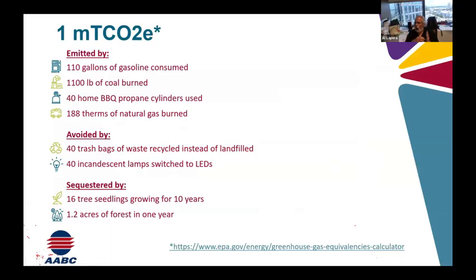All right, 1 metric ton of CO2. I'm going to give you a little bit of homework here to understand how you can emit 1 metric ton of CO2. It's emitted by using 110 gallons of gasoline. Any of you that have a Hummer riding around, you only get around the block one time with 110 gallons in one of those things. But that's what that is. 1,100 pounds of coal, 40 barbecue cylinder tanks, 188 therms of natural gas, just to give you an idea.